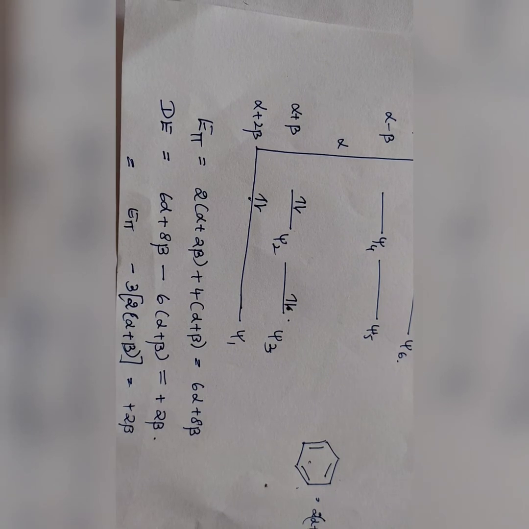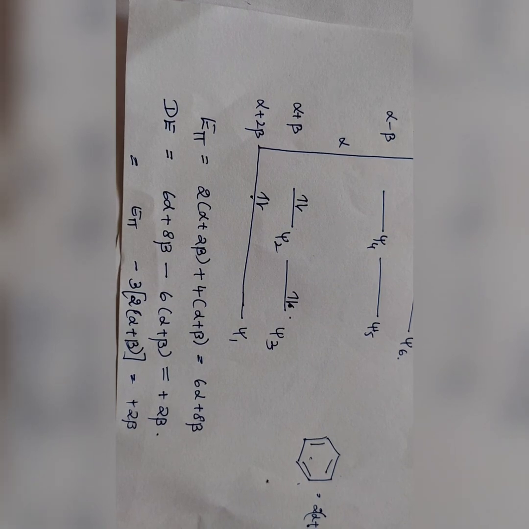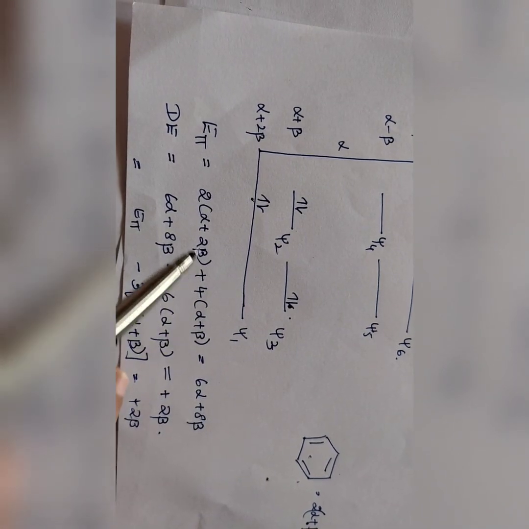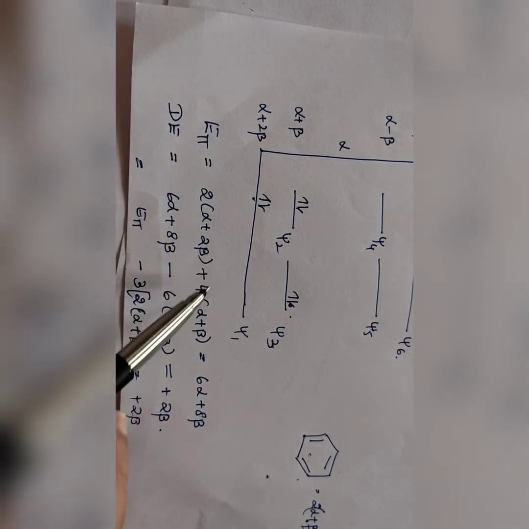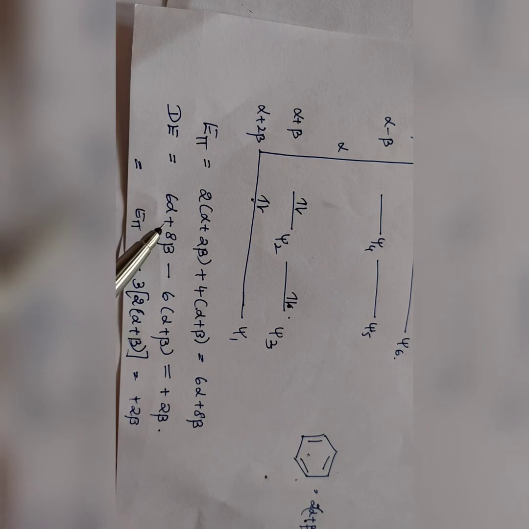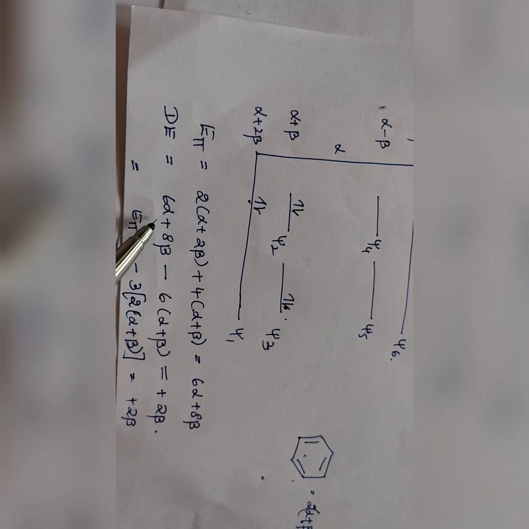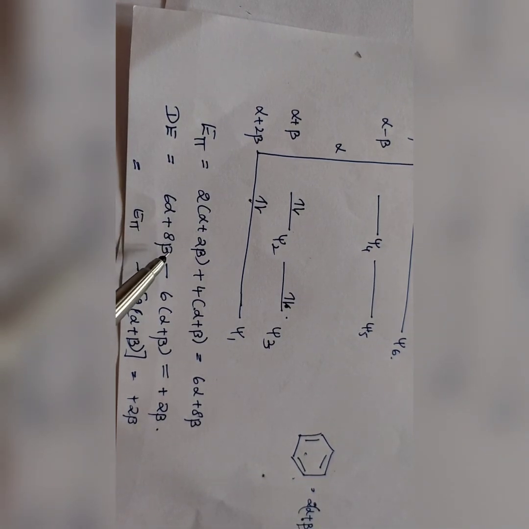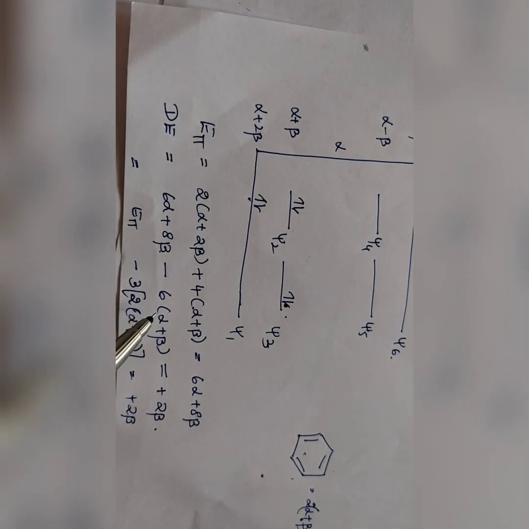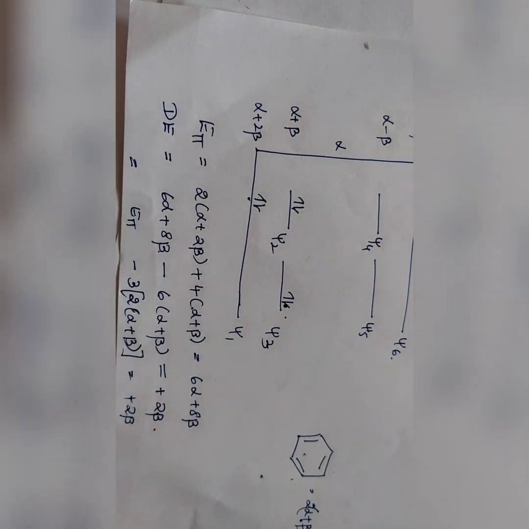Coming to the calculation of E pi, as we know, we have 2 electrons in E1, its energy alpha plus 2 beta is written, plus 4 electrons in alpha plus beta molecular orbital. So, E pi is 6 alpha plus 8 beta. Next is to calculate delocalization energy. As we know, the formula is E pi minus the number of ethylenic pi bonds and their energy. So, 6 alpha plus 8 beta minus 6 into alpha plus beta. Finally, we will get 2 beta as the delocalization energy.